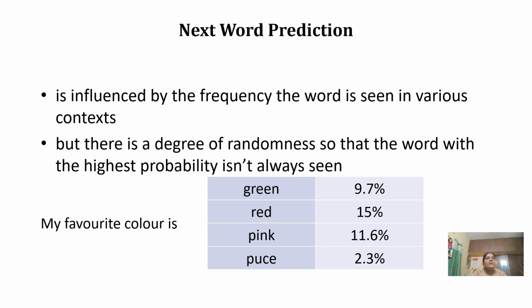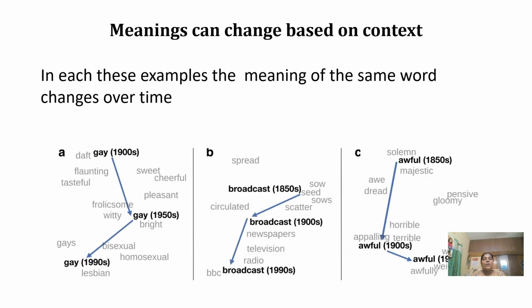So suppose, for example, "my favorite color is", all the colors come in that. Green is one color, red is one color, pink is one color. So based on the colors and the probability values that have been thrown, here pink ranks highest in probability with around 11.6 percent. So pink would be my favorite color. So this is how it tries to calculate the next word prediction.